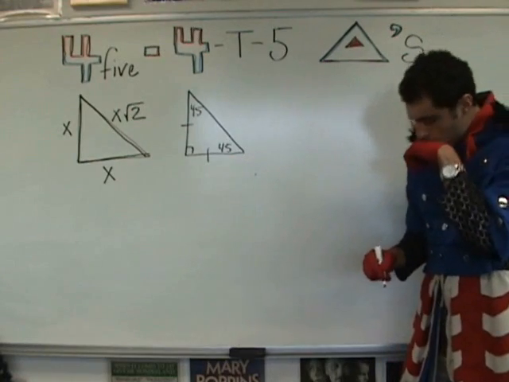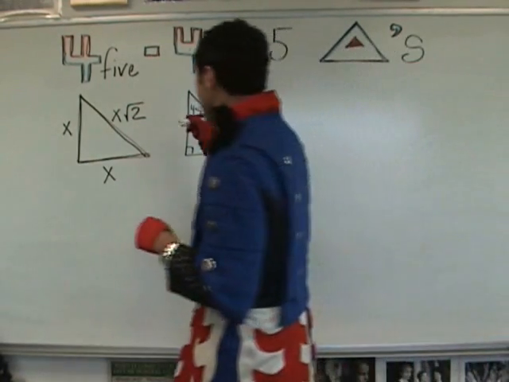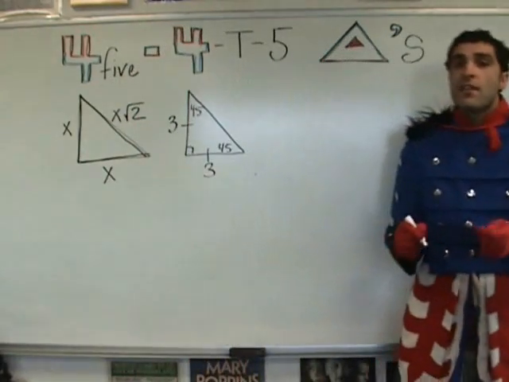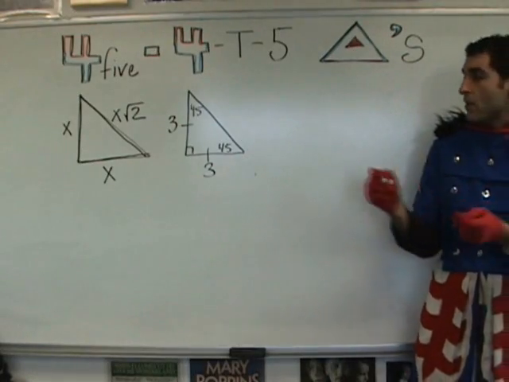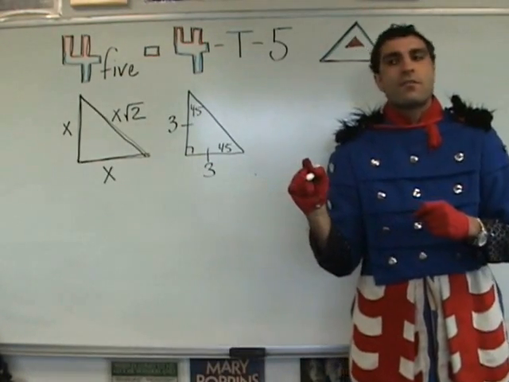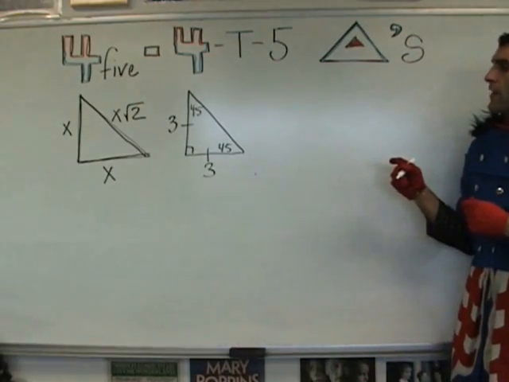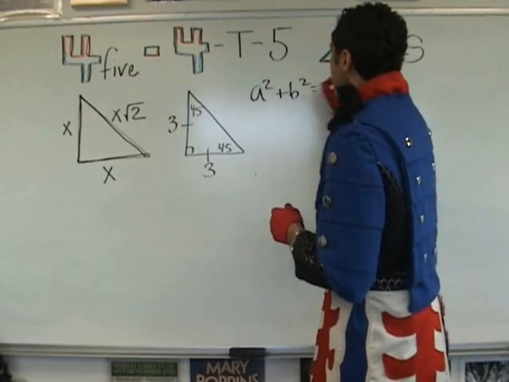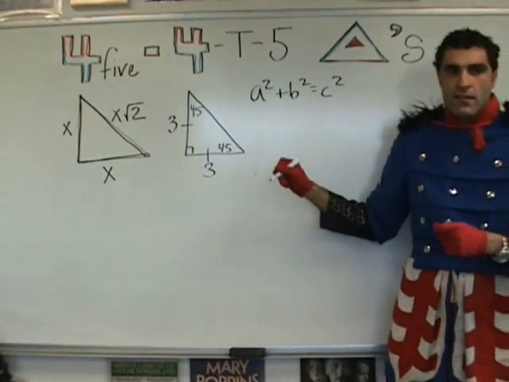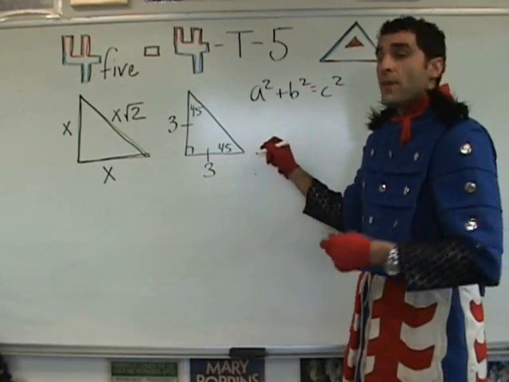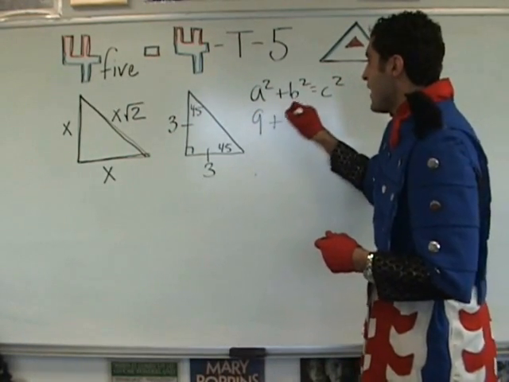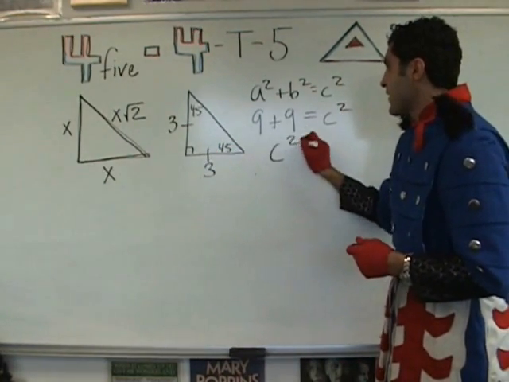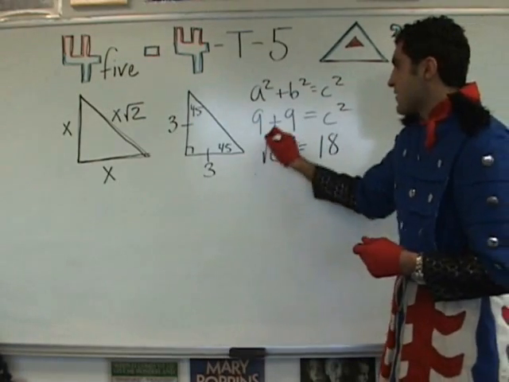So now let's go through it. Let's say this was 3 and 3. And let's say we didn't know anything about a 45, 45, 90 triangle. We could still solve for this hypotenuse using the Pythagorean Theorem. Okay, so let's go ahead and do it. A squared plus b squared equals c squared. A squared is 9. 9 plus 9. 3 squared plus 3 squared equals c squared. c squared equals 18. Square root both sides.